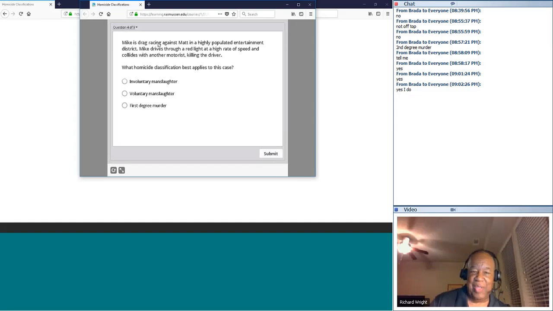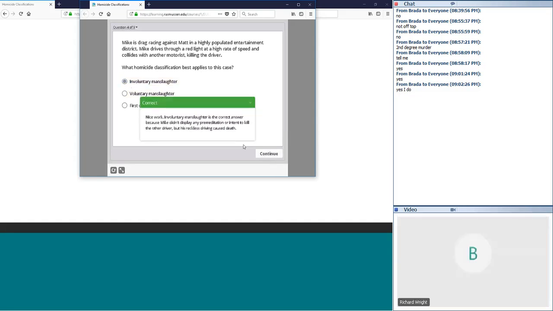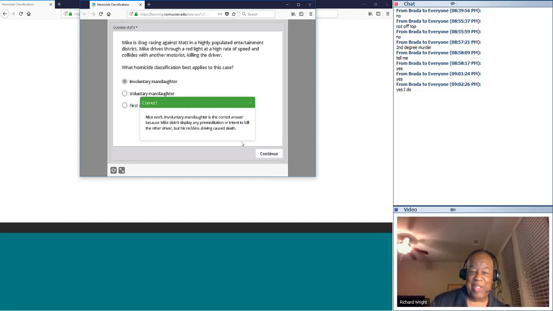Last one. Mike is drag racing against Matt in a highly populated entertainment area district. Mike drives through a red light at a high rate of speed and collides with another vehicle, killing the driver of that vehicle. What homicide classification do we give? Involuntary manslaughter. So would I. Nice work. Yep. Because of reckless disregard and that kind of stuff, but he didn't really set out to kill somebody. He was joyriding and doing drag racing.